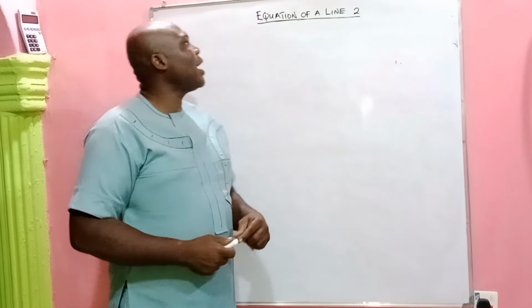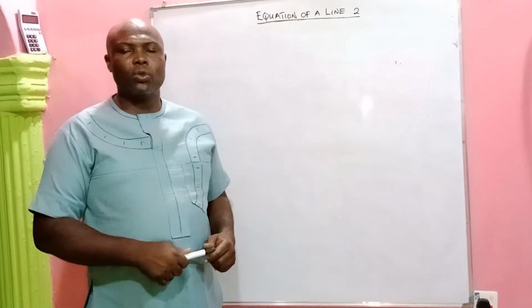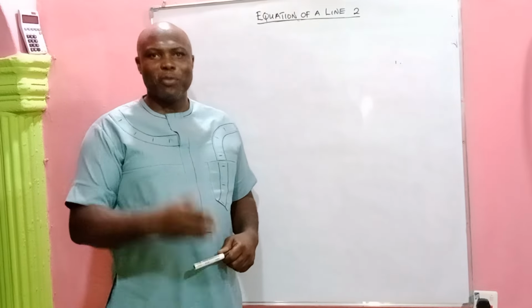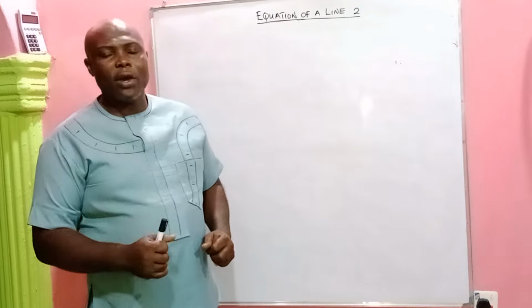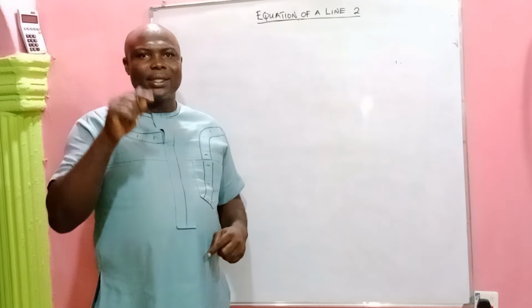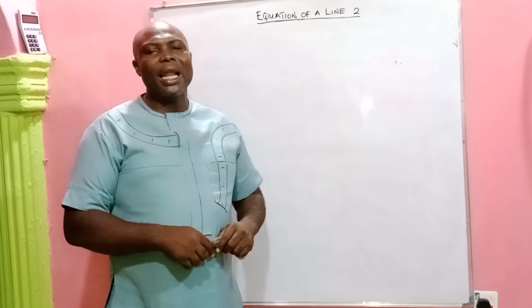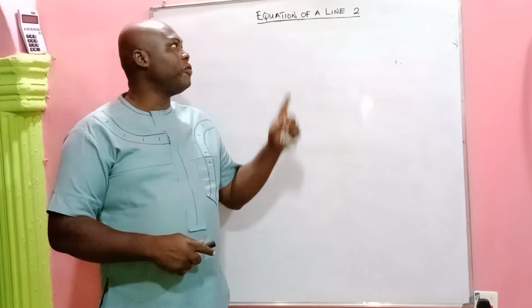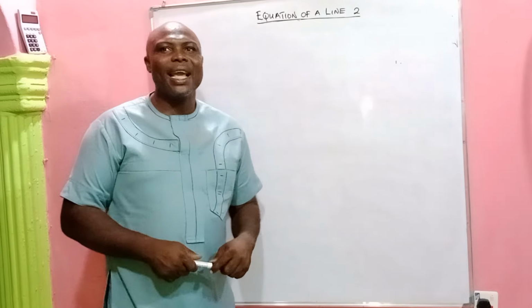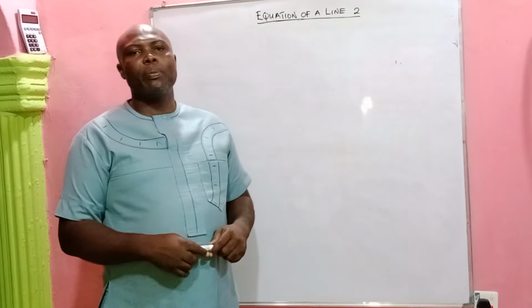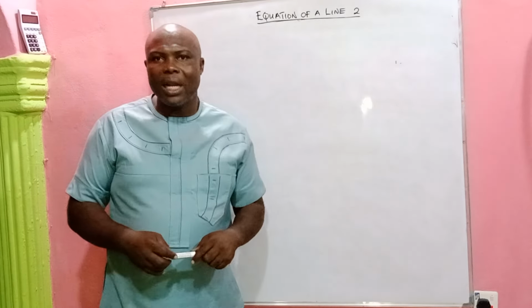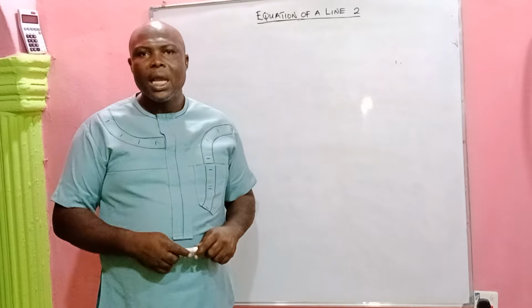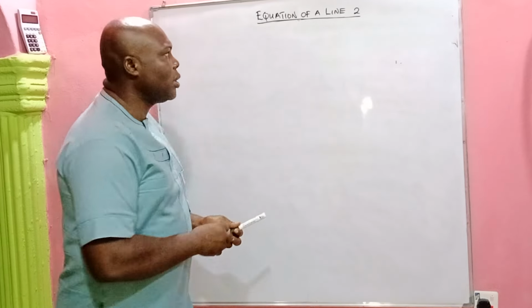In our last slide, we treated the equation of a line part 1, where we did a lot of important things as regards equation of a line. If you were not around when we did that, please kindly search for the slide equation of a line part 1 and go through it before you come to slide 2. And here in our slide 2, we have some problems, the concluding part. We will simply be solving the equation of a line that passes through two given points, and then we'll go into parallel and perpendicular lines.